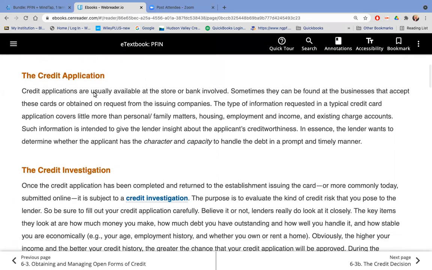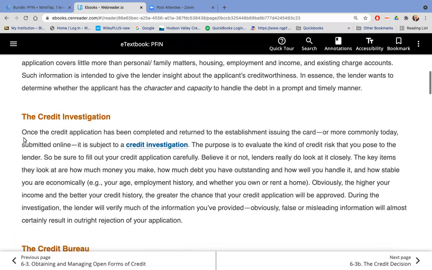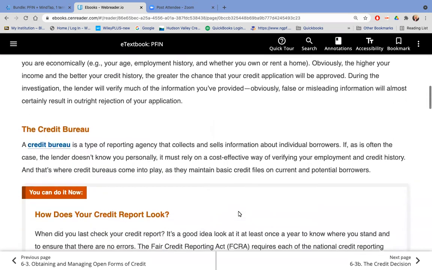This information is used in what's called an investigation, which is basically a background check. Well, does this person have any past loans? Have they been paying them? Lots of things go into researching it.